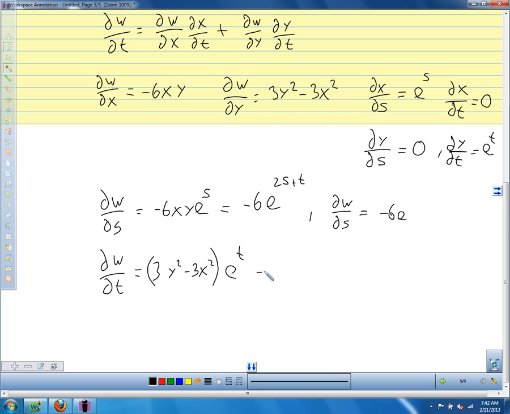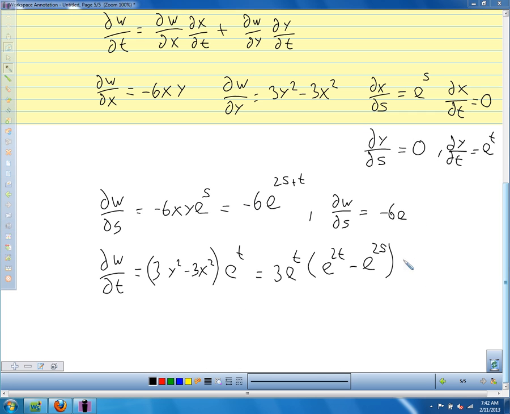And if I write this in terms of my independent variables, I get 3 e to the t times e to the 2t minus e to the 2s. And when I substitute in s equals 0 and t equals 1, I get 3e times e squared minus 1. So again, when I get to my answer, I want my independent variables in my answer. If I weren't plugging in values, this would be my final answer for just an expression for dw.